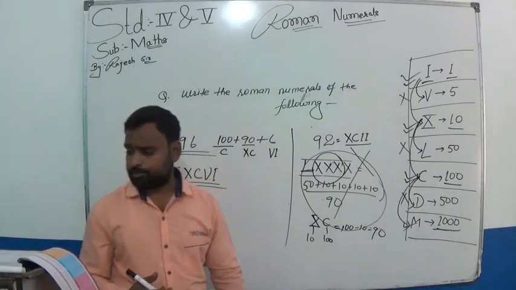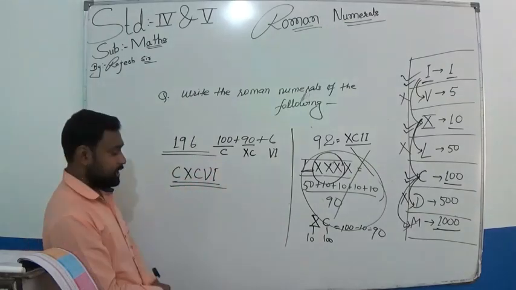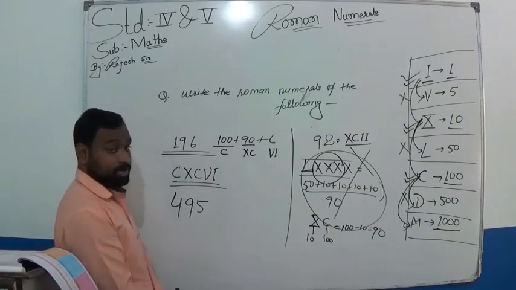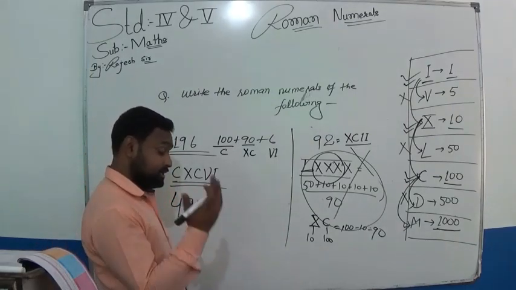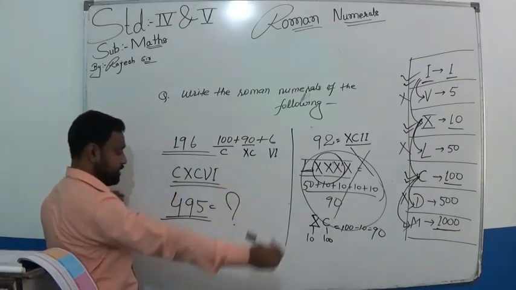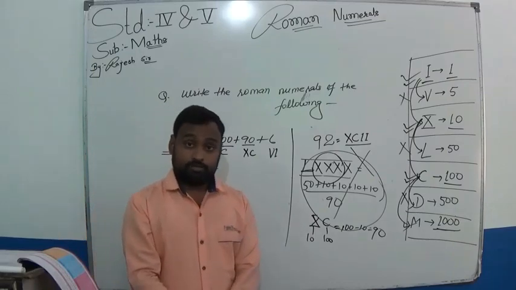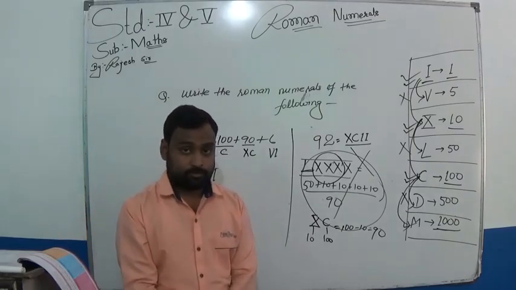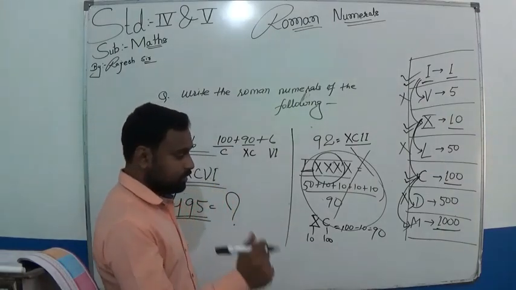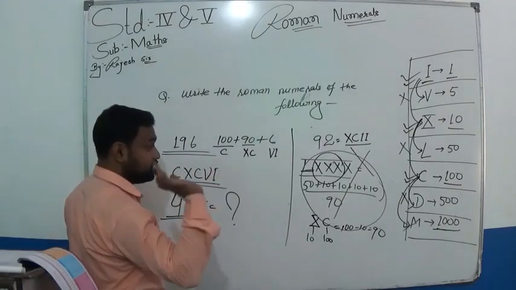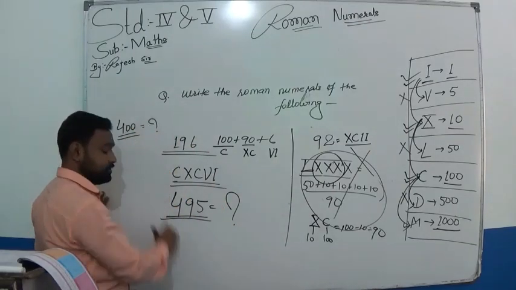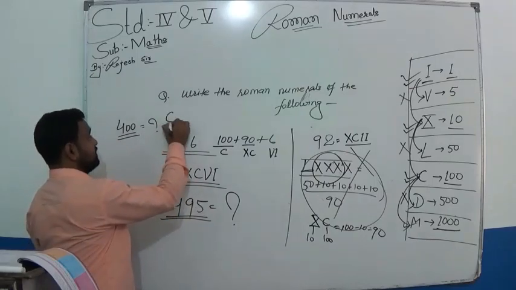One more example. Suppose you have to write 495. It is a little bit tough. What will be the problem? First of all, you have to learn how to write 400, because we can't write CCCC.